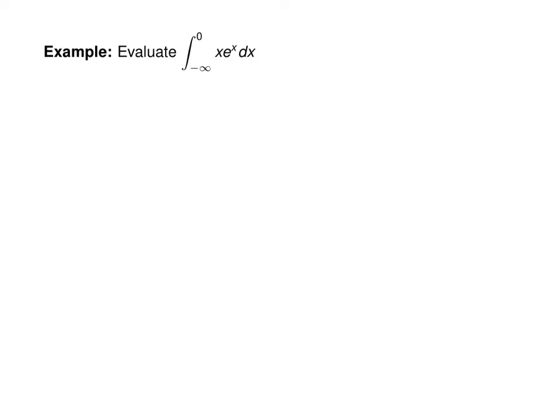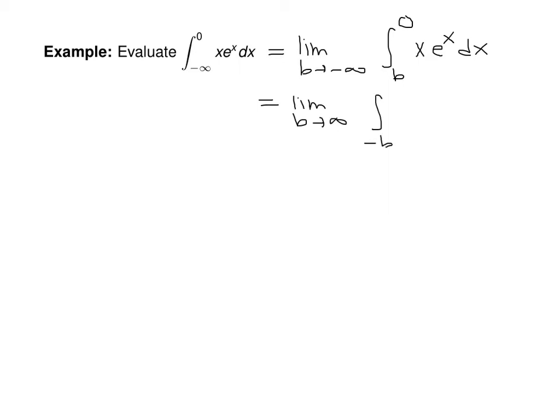Alright, suppose we have the integral from negative infinity to 0 of x e to the x. So first we'll find the limit as b goes to negative infinity, integral from b to 0 of x e to the x dx, which we can say is the same thing as the limit of b going to infinity, the integral from negative b to 0 of x e to the x dx.